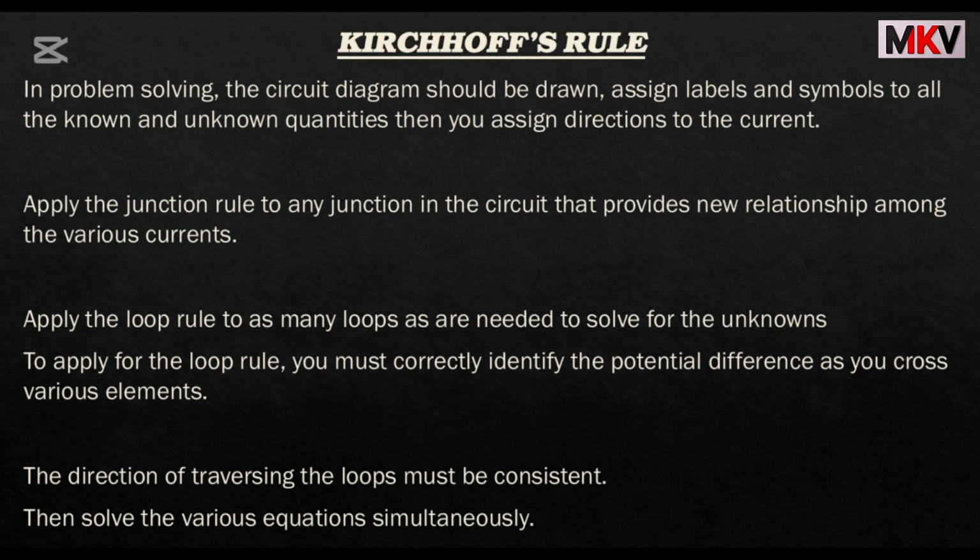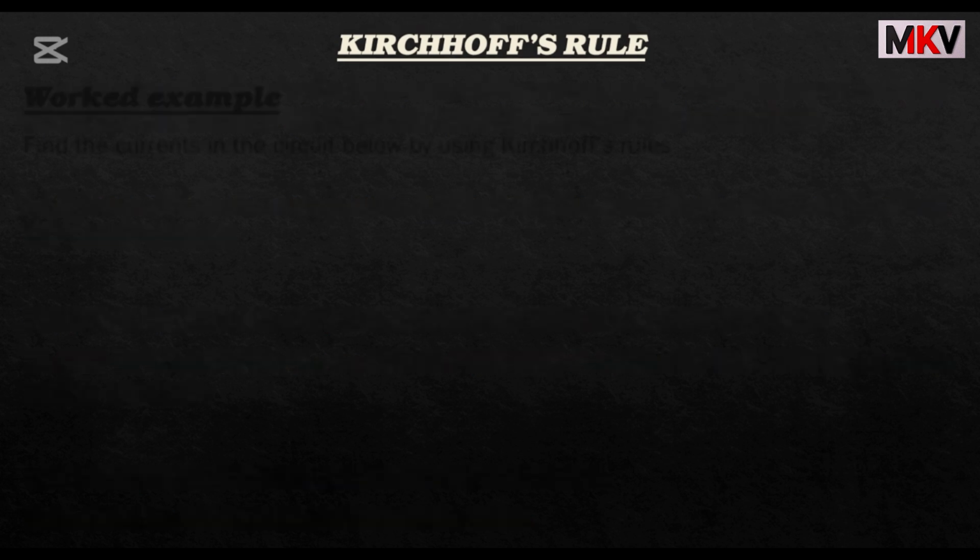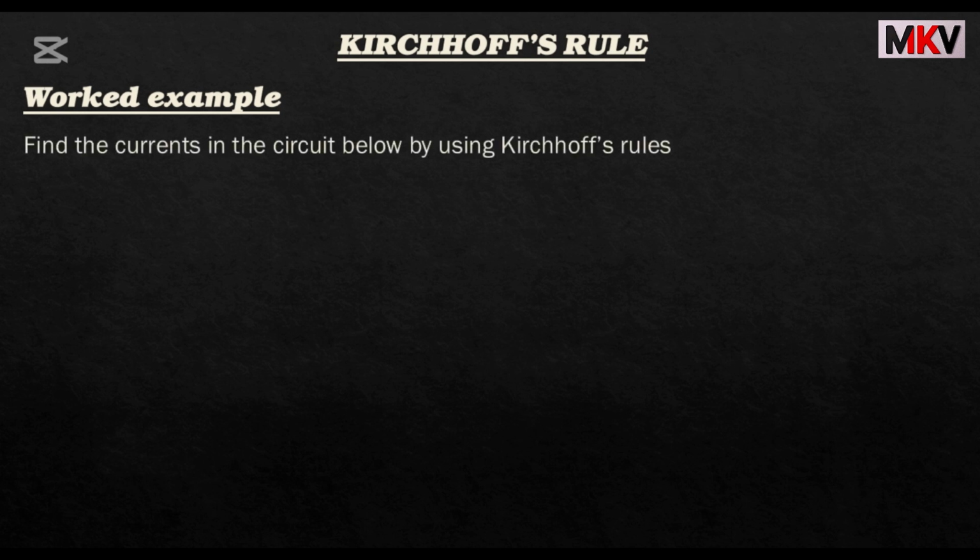Then you solve the various equations that you derive from the loop rule and the junction rule simultaneously to get your unknowns from the problem. So let's look at an example, to know how to apply the rules to all the junctions and loops that you get in the diagram.